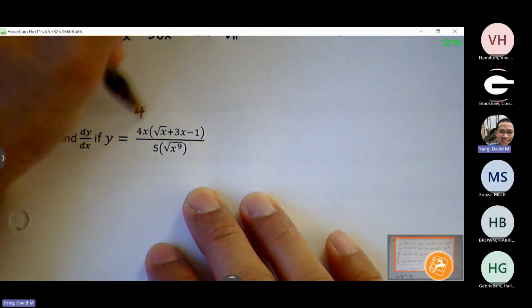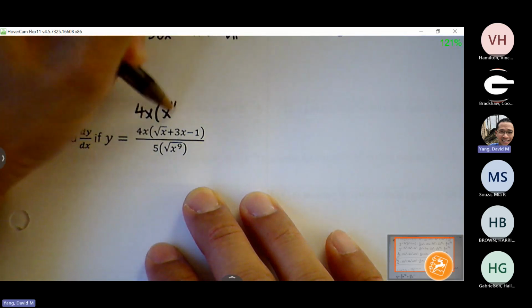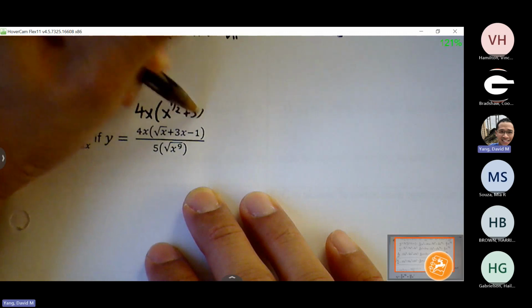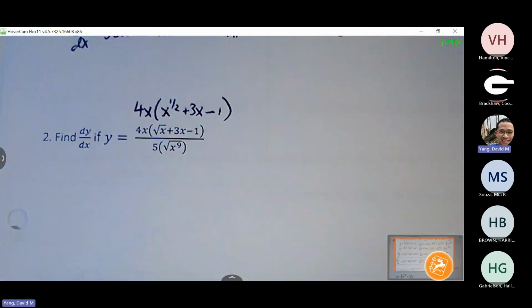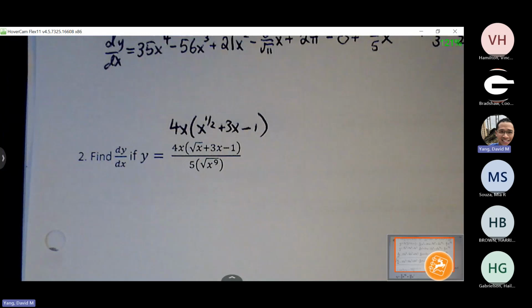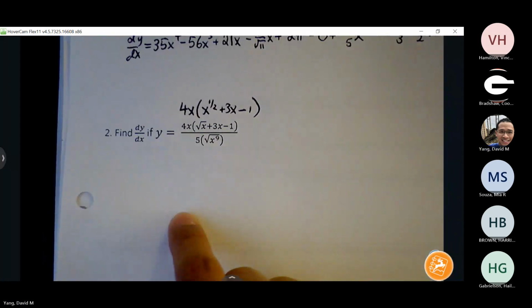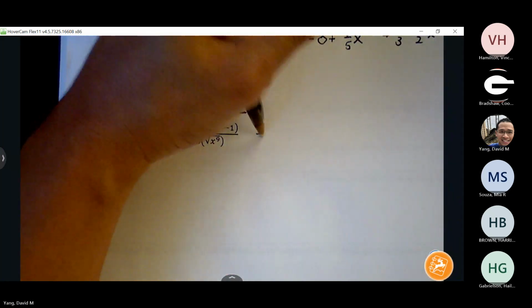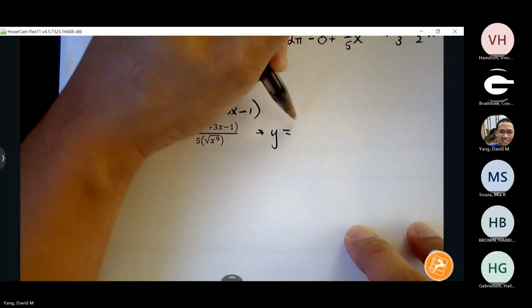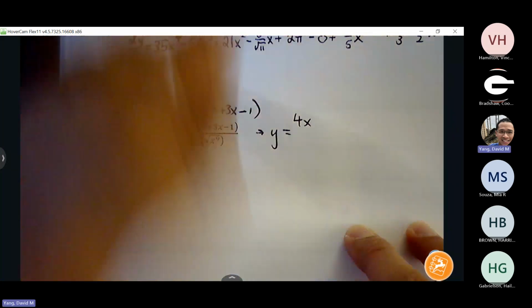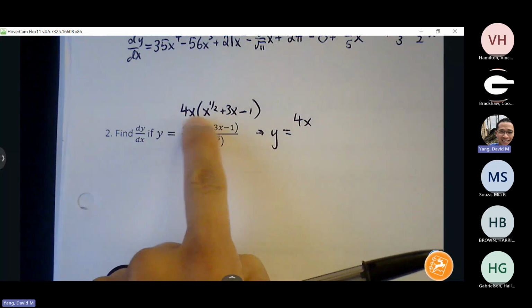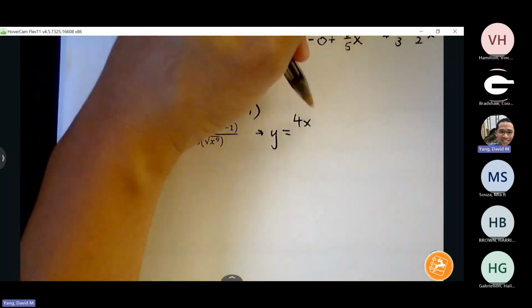Okay, so I'm going to put this here, 4x. This is really x to the 1/2 plus 3x minus 1. Okay, I'll distribute that 4x through. When I distribute the x through, I'm adding exponents. 1 plus 1/2 is 3/2.